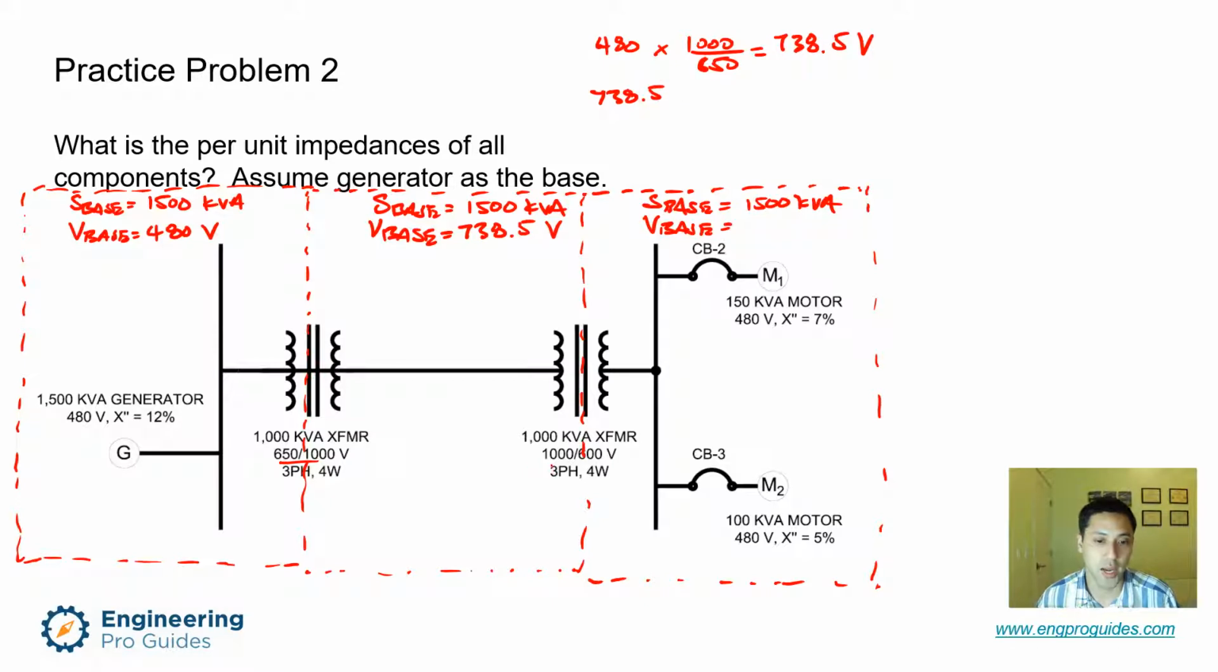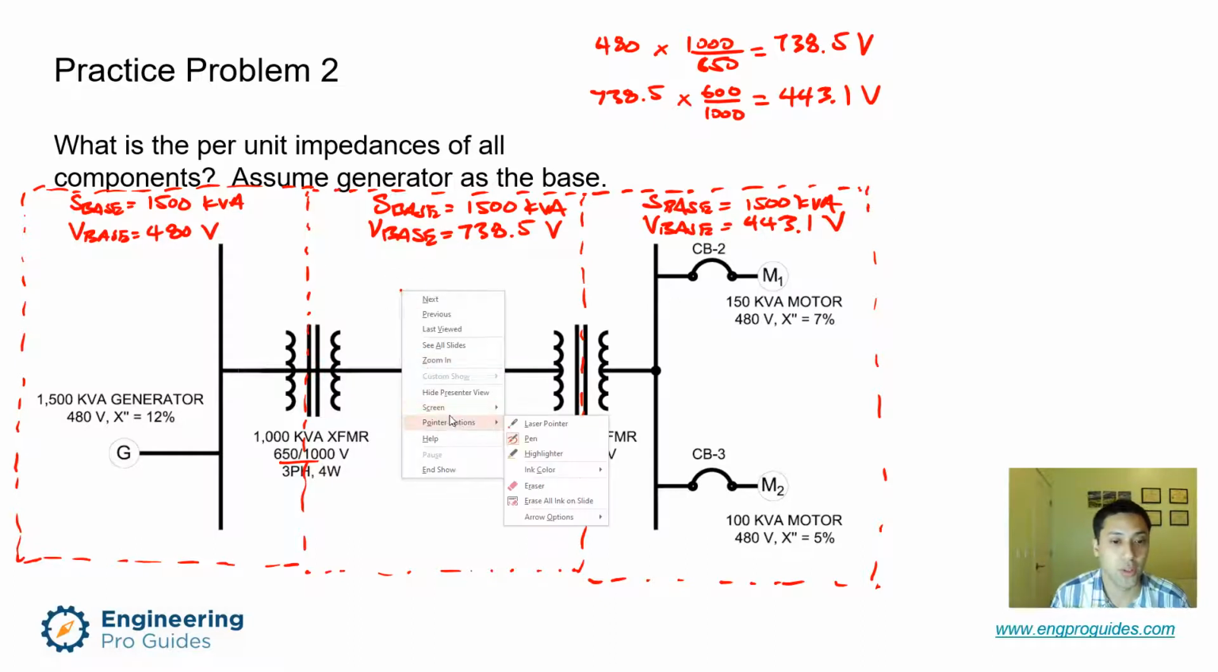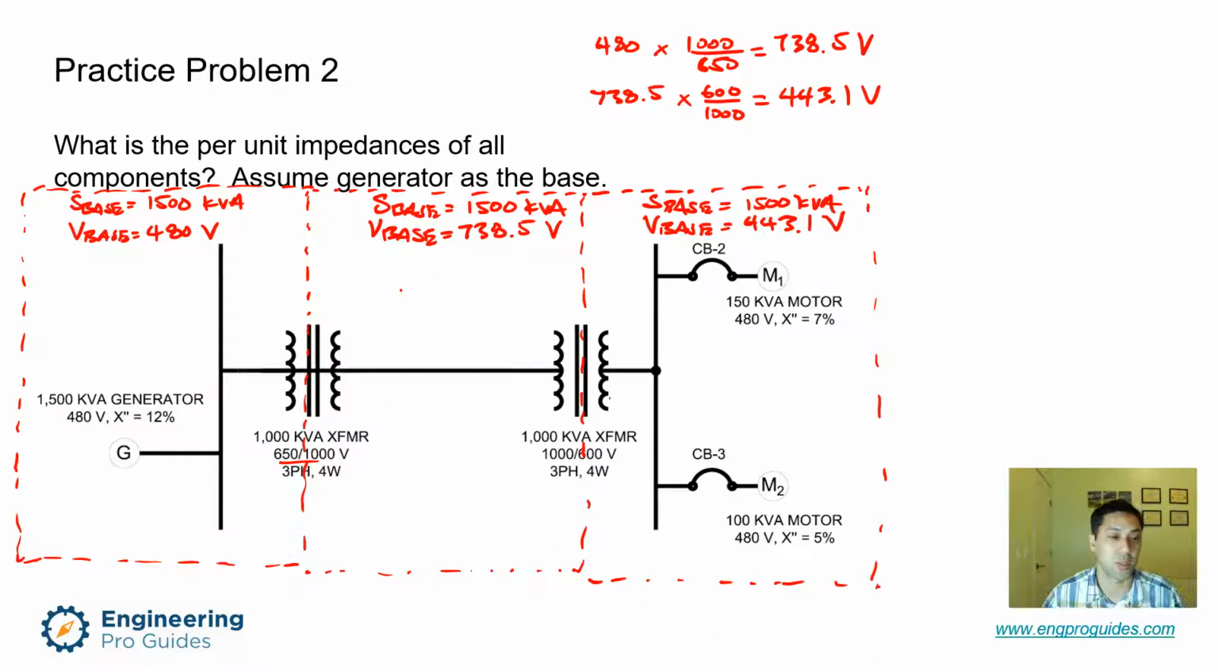So this transformer has 1000 to 600 volt. So just slightly different. Put that into my calculator. I'm going to get 443.1 volts. So the voltage base for these motors over here is going to be 443.1 volts. Now I'm going to convert all of our per unit impedances for each individual component.